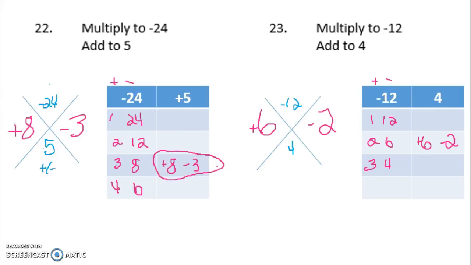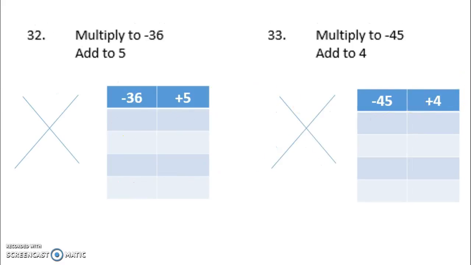Let's try one more. So now we're trying to get to a negative 36, and the factors have to combine to get to a positive 5. So we have negative 36, and they have to combine to get to a positive 5. So let's think of our factors of 36. 1 and 36, 2 and 18, 3 and 12, 4 and 9. So which one of these can we combine to get to a 5?